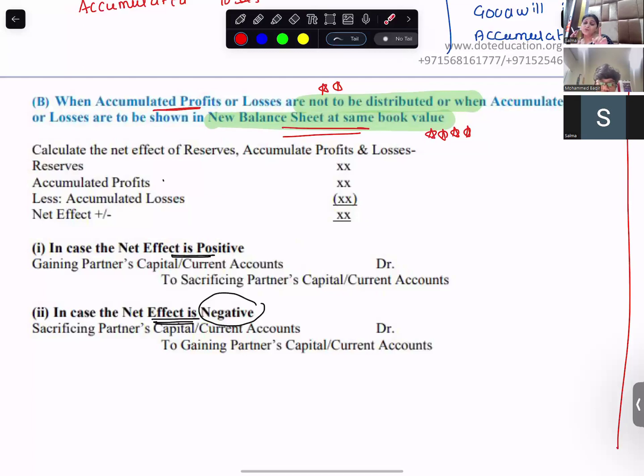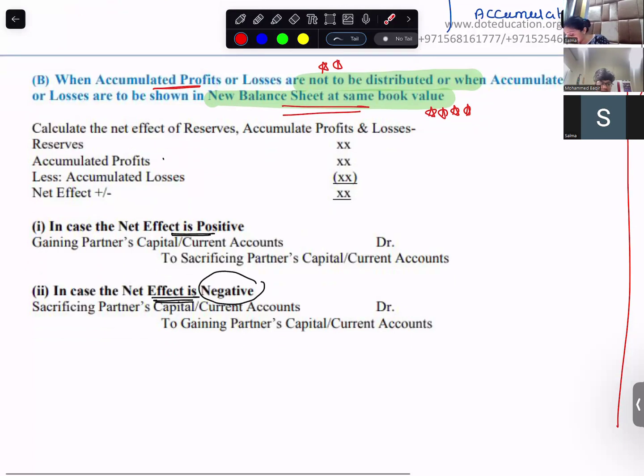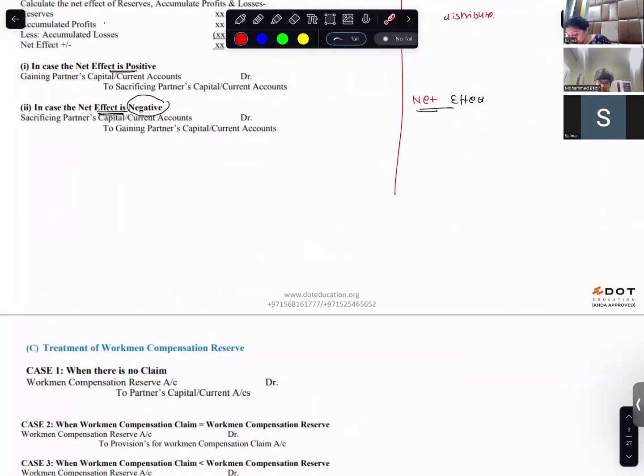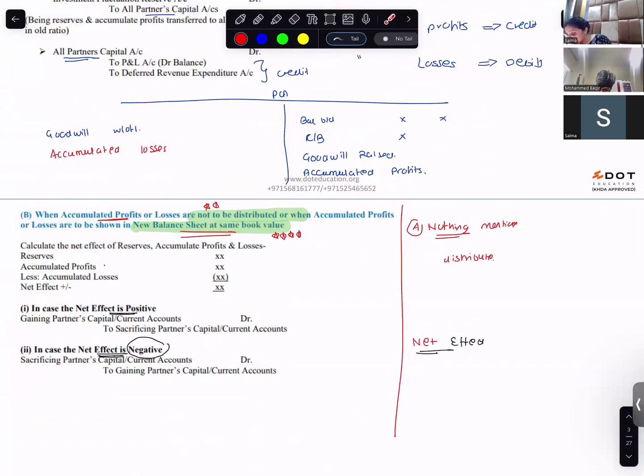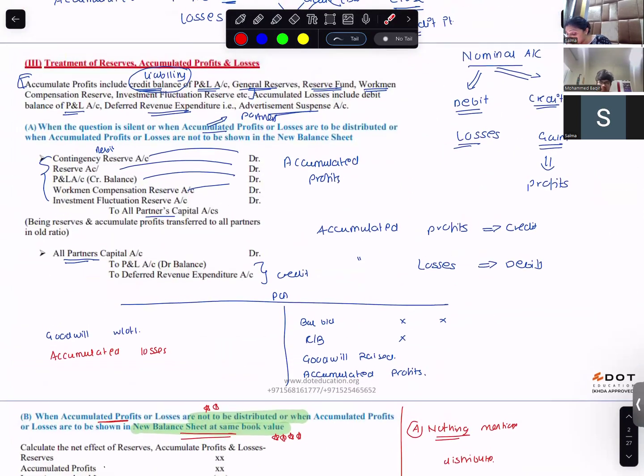If the net effect is positive, that is profit minus loss is positive, then you do gaining partner debit, sacrificing partner credit. If the net effect is negative, then you do sacrificing partner debit, gaining partner credit. So this is with accumulated profits and losses.